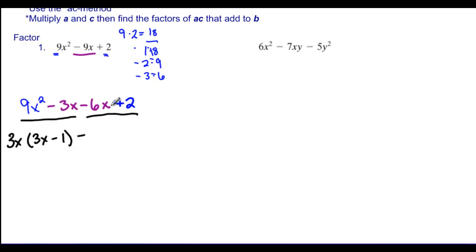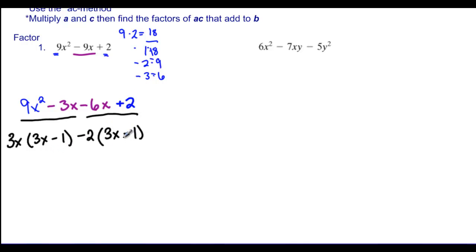And then with this 6x plus 2, there's a 2 in common. So we have a minus 2. So negative 2 times a positive 3x is going to give us a negative 6x. And negative 2 times a negative 1 is going to give us a positive 2.